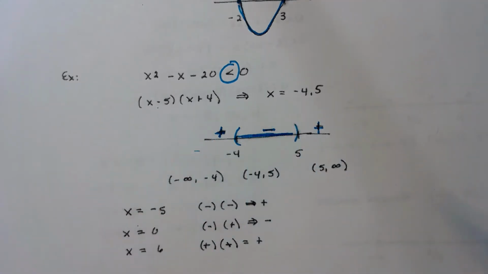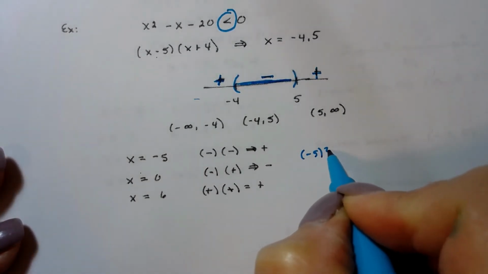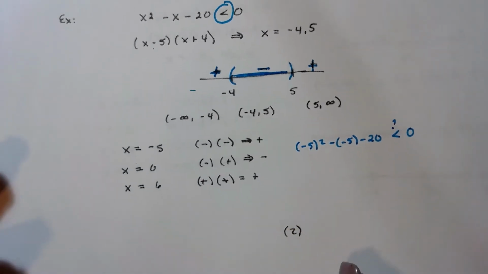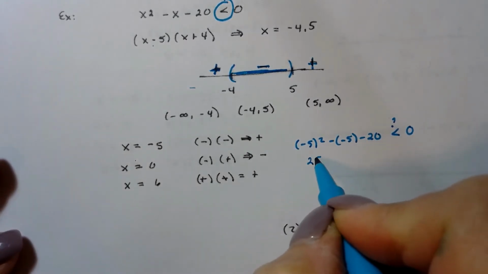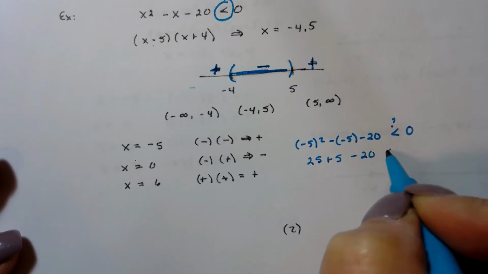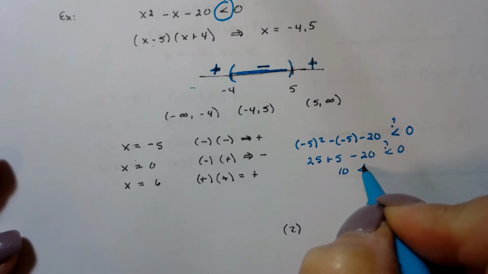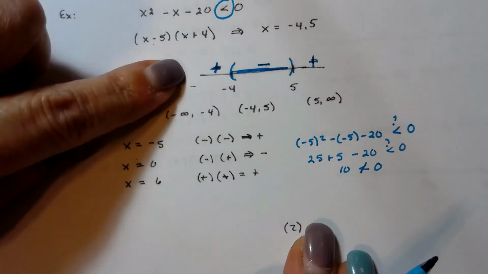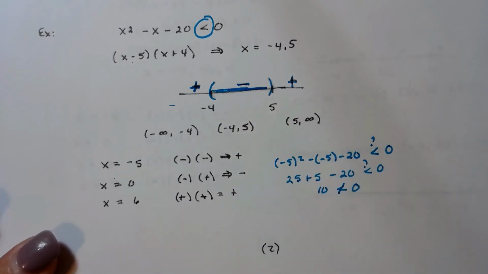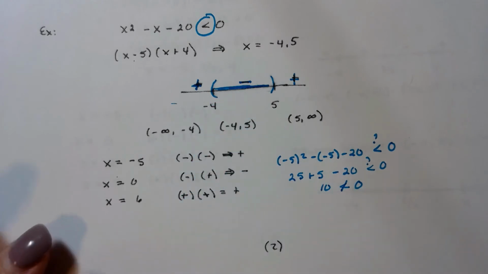In other words, if I plug a negative 5 in there, just to show you, I would have negative 5 squared minus a negative 5 minus 20. And the question is, is that less than 0? Well, if I square negative 5, I get a positive 25. The opposite of a negative 5 is a positive 5, minus 20. So again, is that less than 0? Well, 30 minus 20 is 10, and 10 is not less than 0. So if I choose anything from this interval, it's going to fail. It's going to be false. And likewise, if I choose anything from that, it's going to be false. So the only thing that could work is x values in between negative 4 and 5.